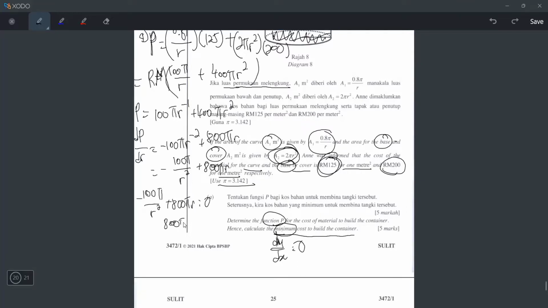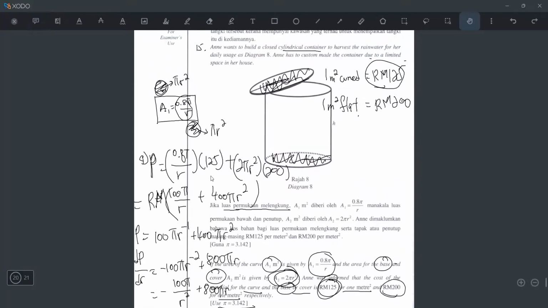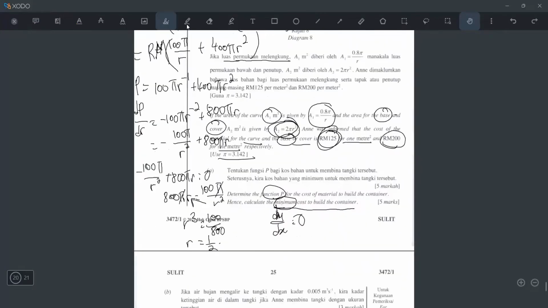So 800 pi r equals to negative, throw over there, become positive 100 pi over r squared. Pi and pi can cancel, r squared move over becomes r to the power 3, times 800 moves over becomes divide 800. So r equals 1/2. Okay, you can use your calculator to help you. So the radius is 1/2 m. It's m, not cm, because it's meter square here, right?